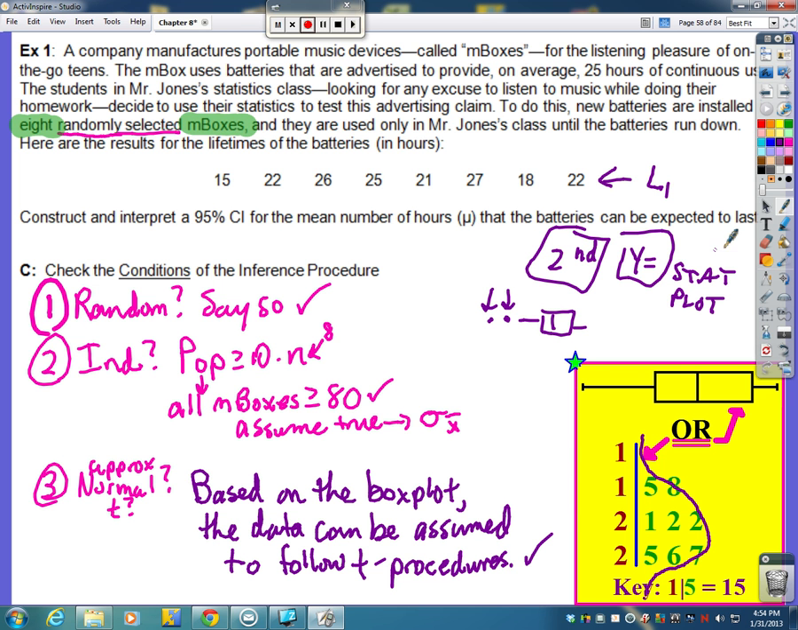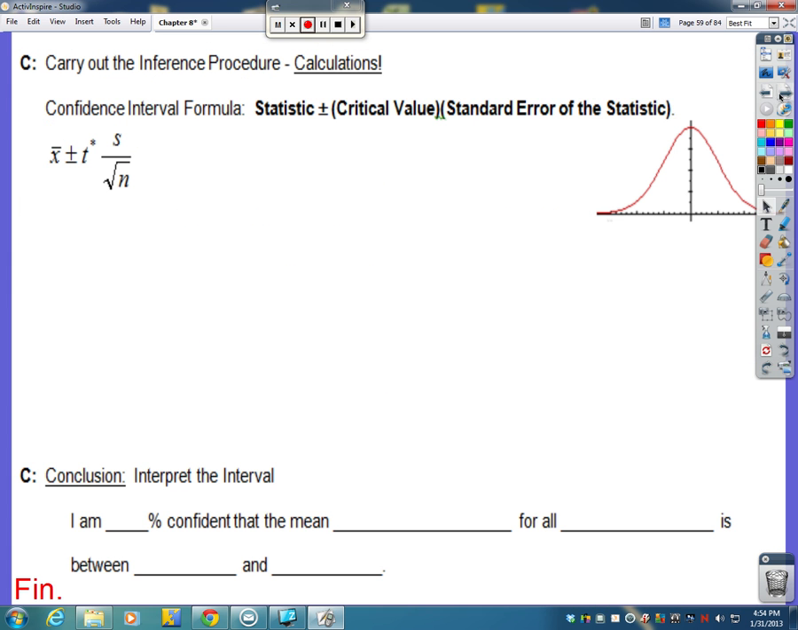Check. Okay, now we can do all the work. Yay! Now we get to do our calculations. Okay, so here is our formula we're going to use. So x bar, I need to figure out the mean of all my numbers.